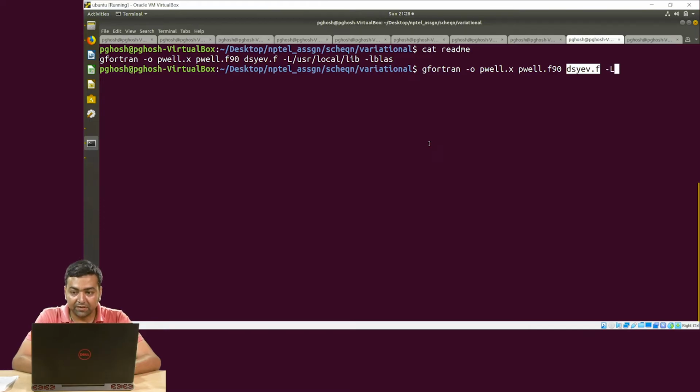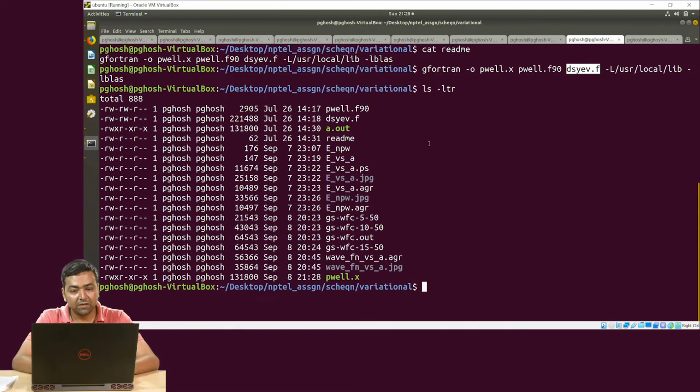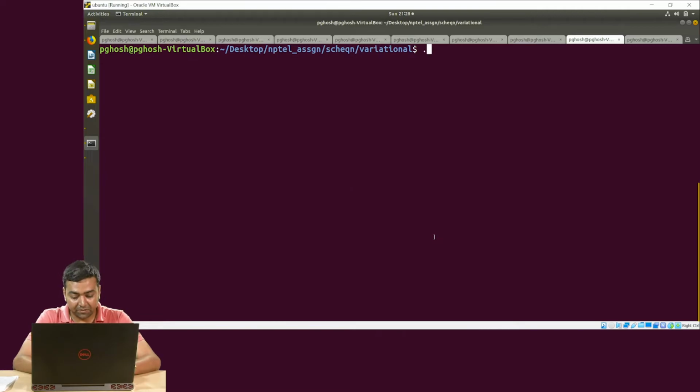So, -L is the command, and then -l, and then you have to tell the compiler where this BLAS library is. In my machine it is stored in /usr/local/lib, and then you link that particular library. So, you go to that particular directory and then link the BLAS, and then you compile it. My compilation is done, and this is the output file it has produced, where the executable is. Now, let us run this and see what we get.